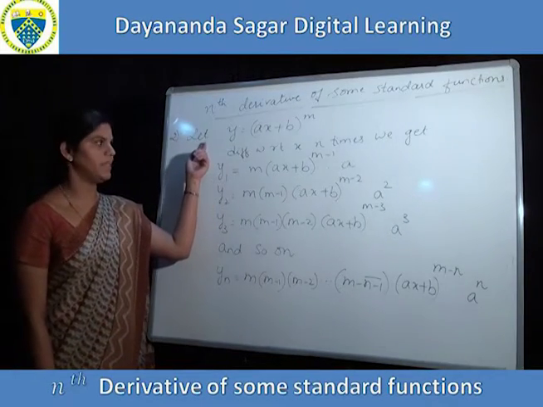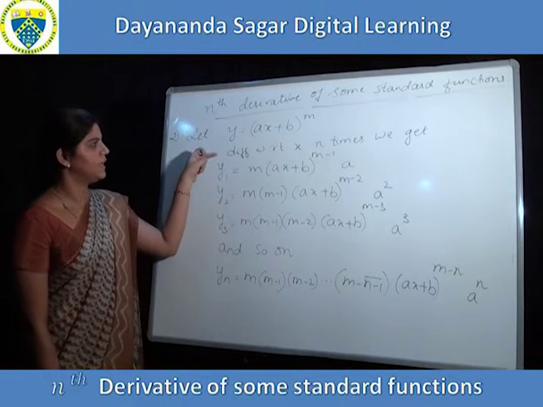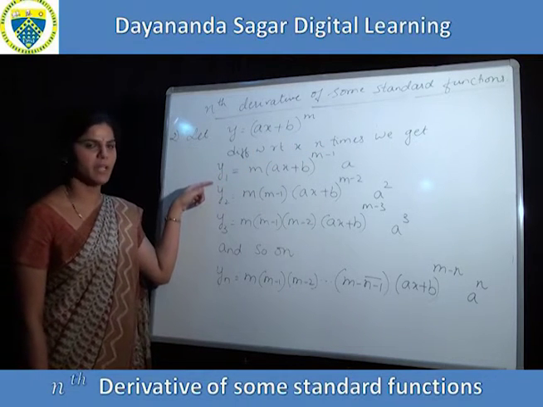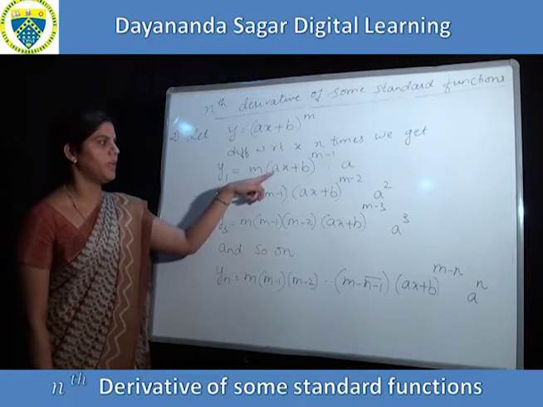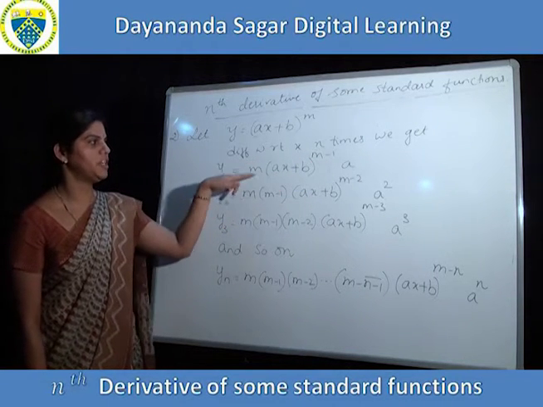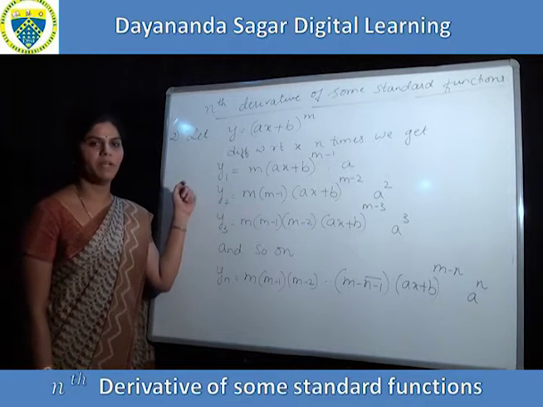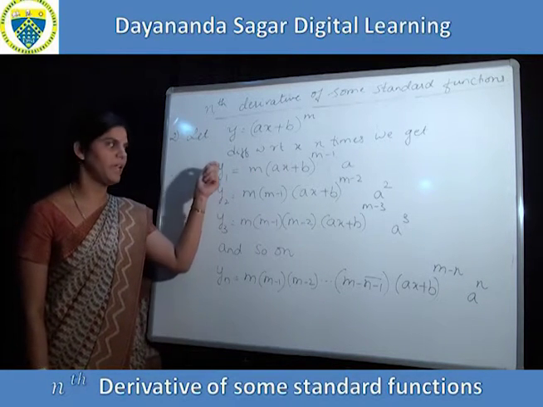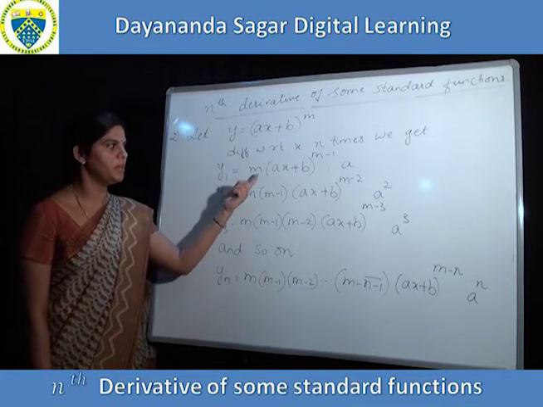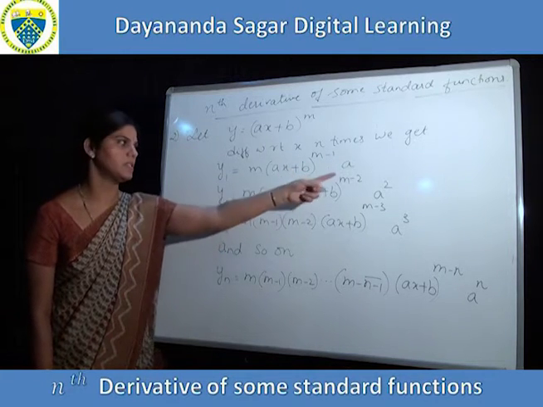Now let us consider the second standard function y equal to ax plus b whole power m. Differentiating with respect to x n times. That is differentiating for the first time, we get m into ax plus b whole power m minus 1 into a. So this is differentiated using chain rule, right? You know that the derivative of x power n is n into x power n minus 1. So similarly here, the derivative of y is m into ax plus b whole power m minus 1 into the derivative of ax plus b, which is a.